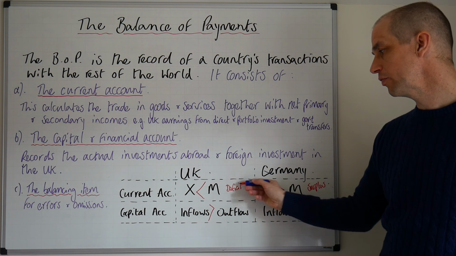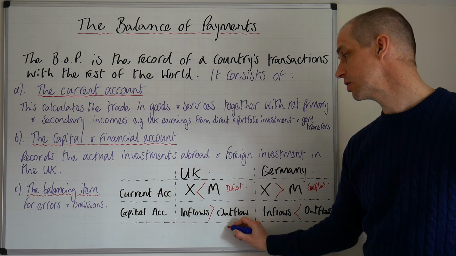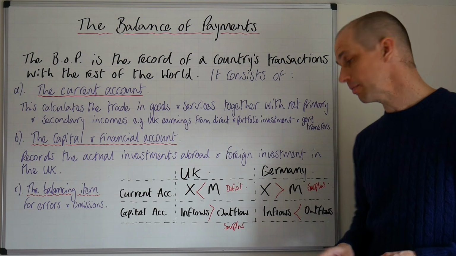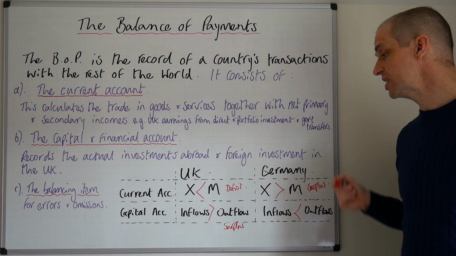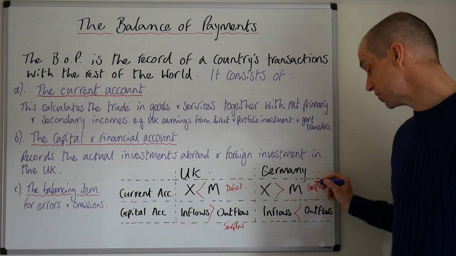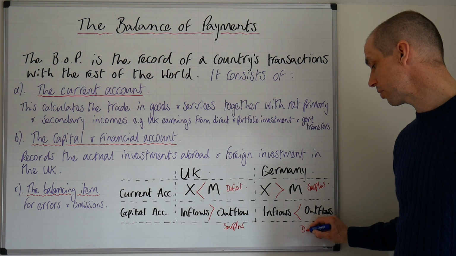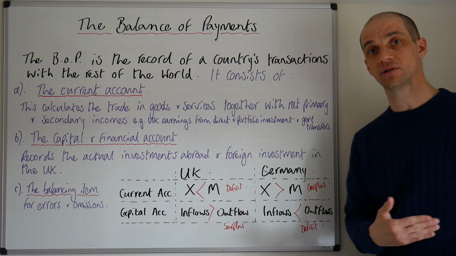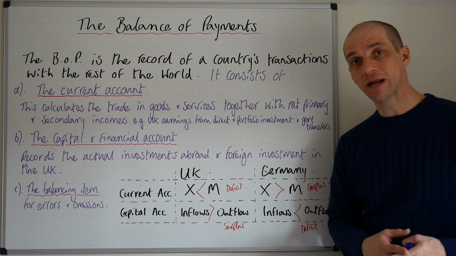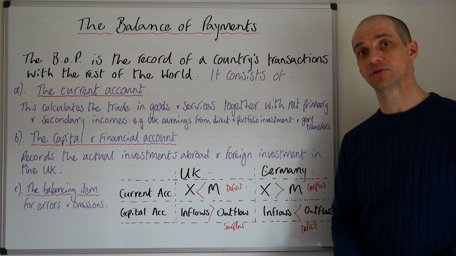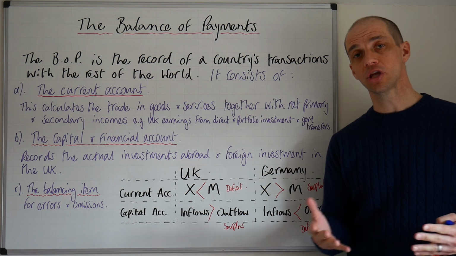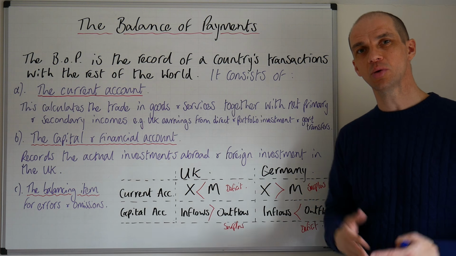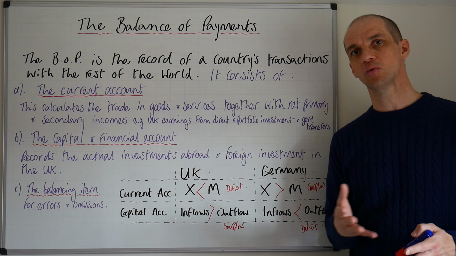Okay, so while we run a deficit on the current account, we can see that the UK economy runs a surplus on the capital account. So while Germany runs a surplus on the current account, we can see that they will run a capital account deficit. That is, the outflows of investments will be greater than their inflows of foreign investments. Okay, so hopefully this nice simple example helps you to understand why the balance of payments actually balances.